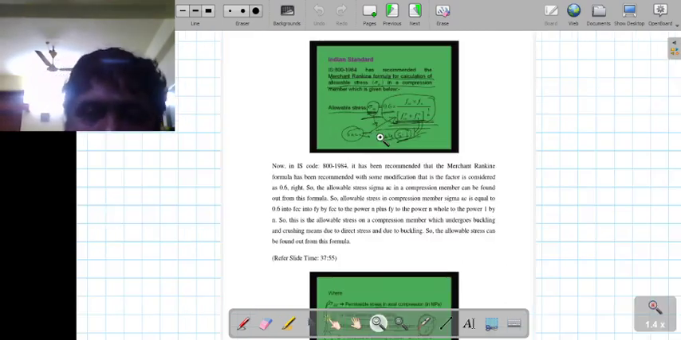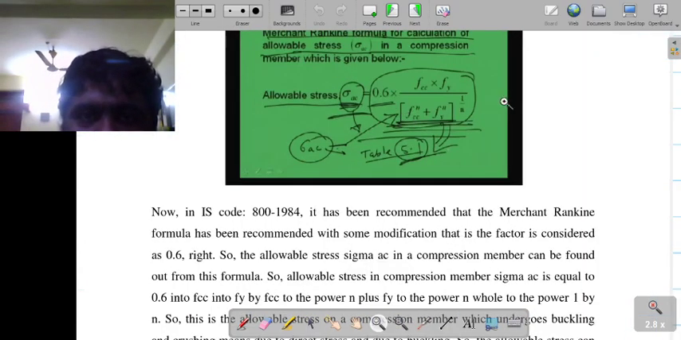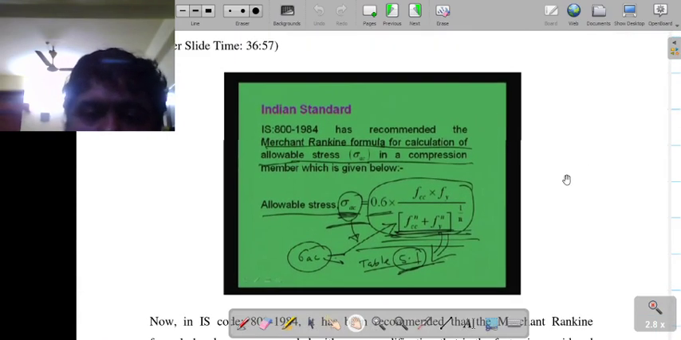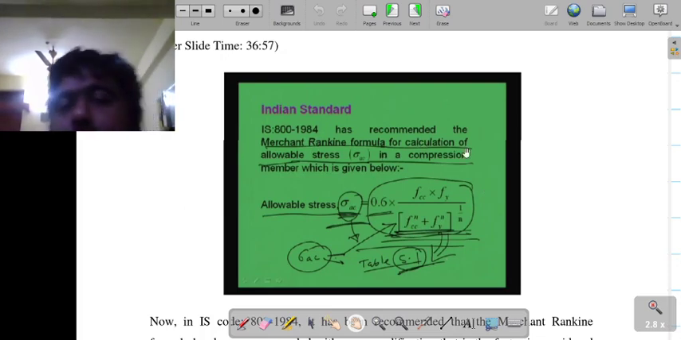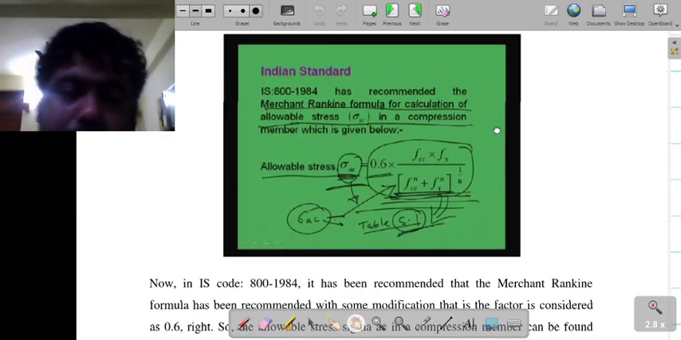Okay, so this is the Rankine equation that is given in IS code for finding out the permissible compressive stress, that is sigma SC. Sigma SC equal to, I am not deriving it, in brief, it is 0.6 times FCC into Fy divided by (FCC to the power n plus Fy to the power n) and whole to the power 1 upon n. This is basically derived by Merchant-Rankine, and that has been adopted in this code book.